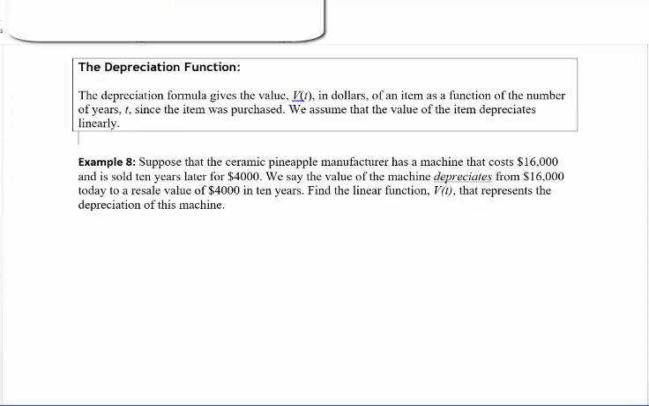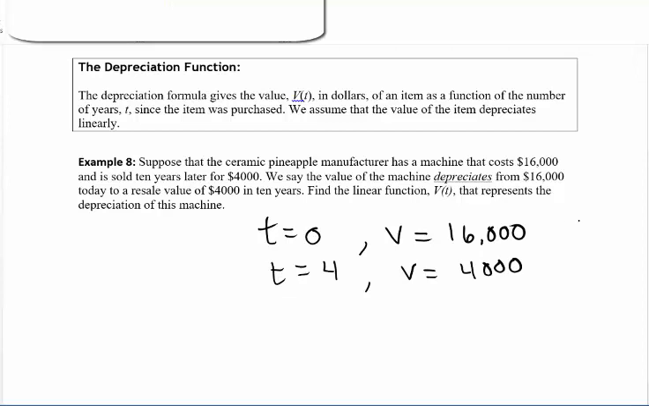So what we really have here are two data points. When time equals 0, which is today, the value is $16,000. When time equals 4, so 4 years from now, the value is $4,000. So we can write these as points if we wanted to. So (0, 16,000) and (4, 4,000).